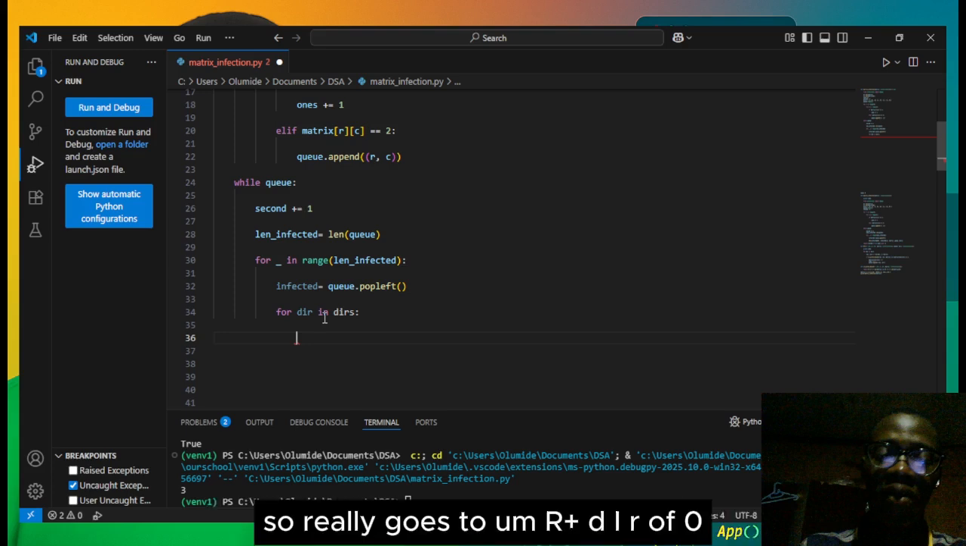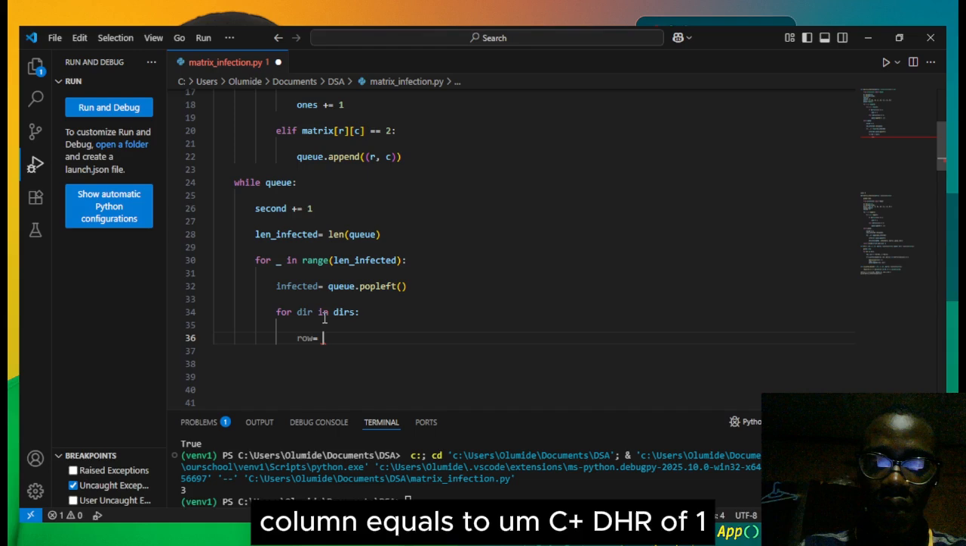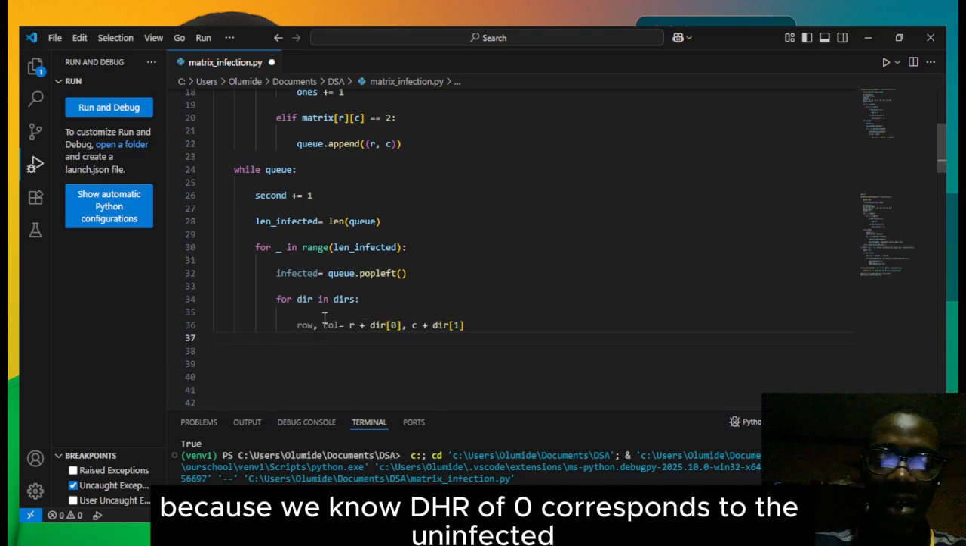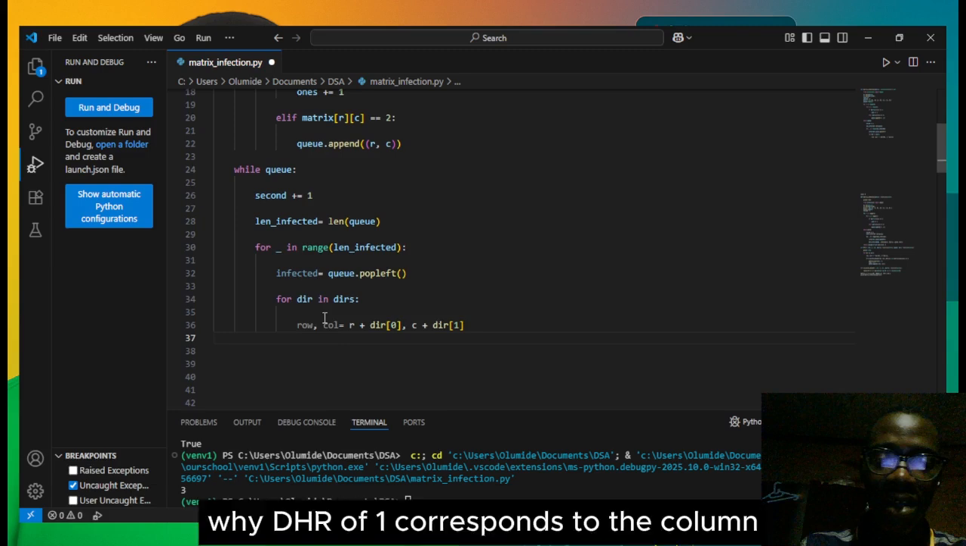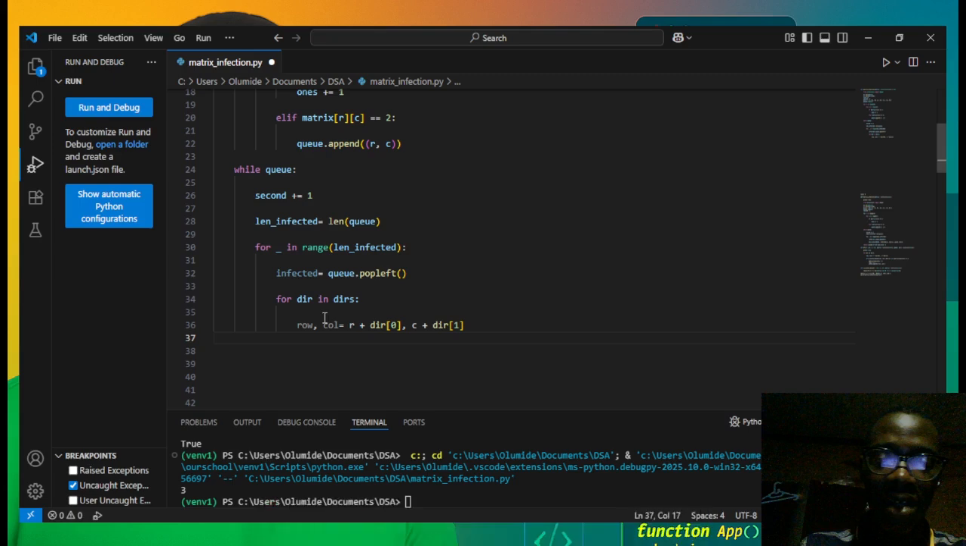So row equals r plus dir of 0, and similarly for the column, column equals c plus dir of 1. Because we know dir of 0 corresponds to the row, while dir of 1 corresponds to the column. So this is what I mean by dir. They are actually coordinates, like I explained earlier.